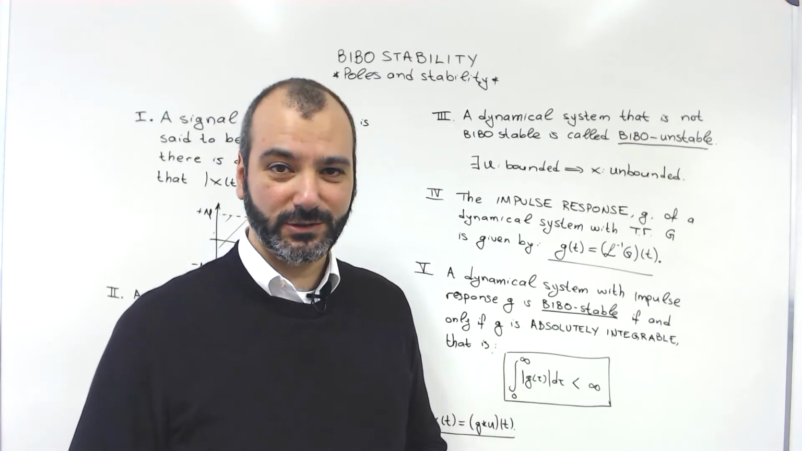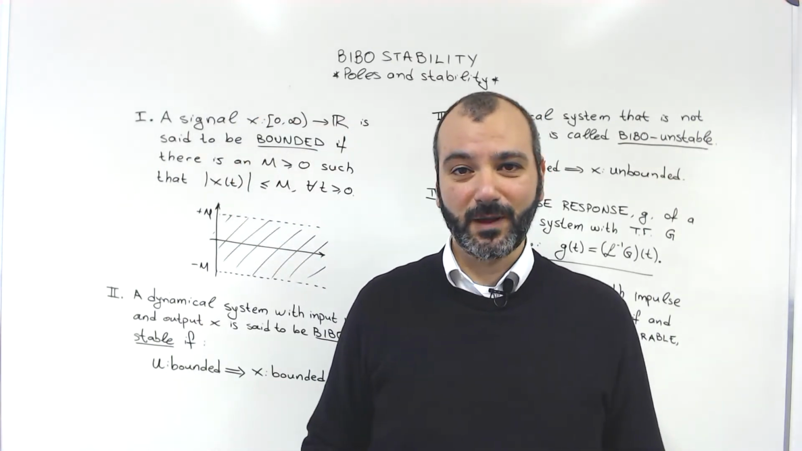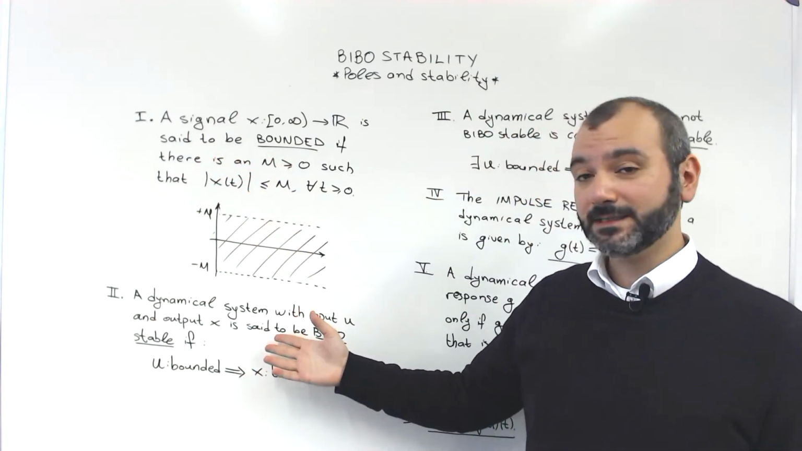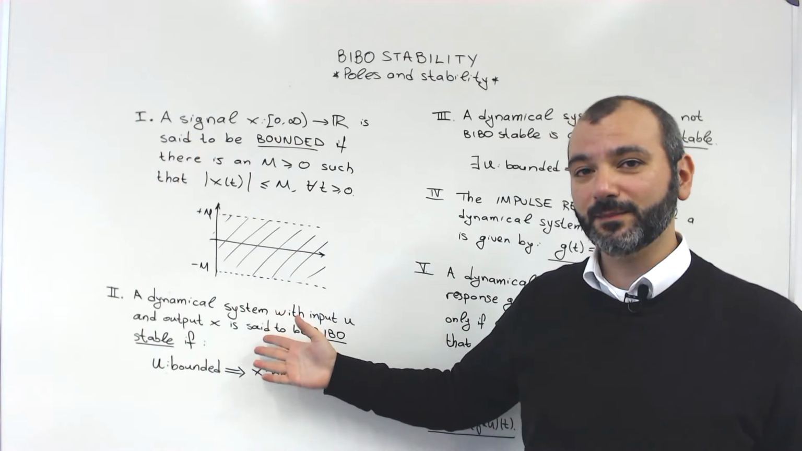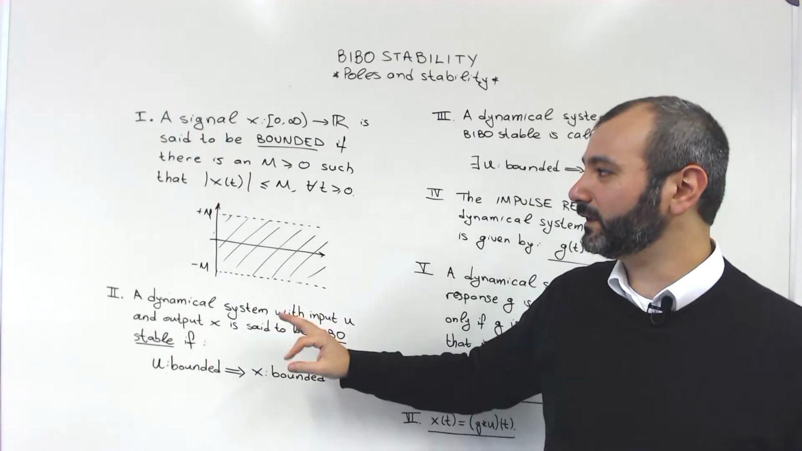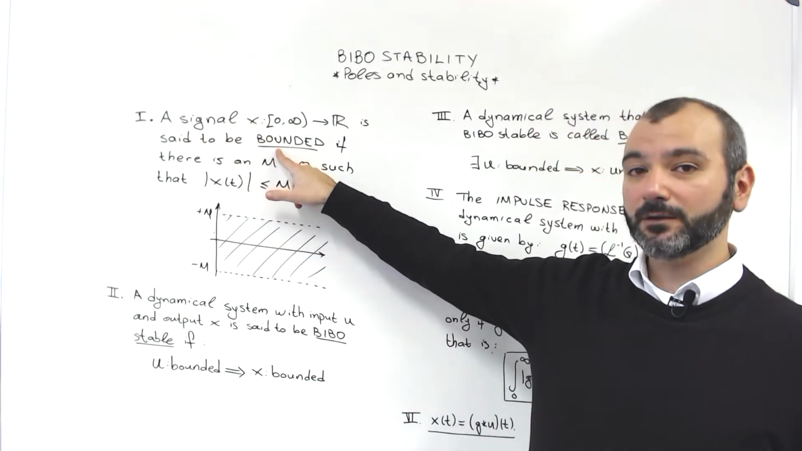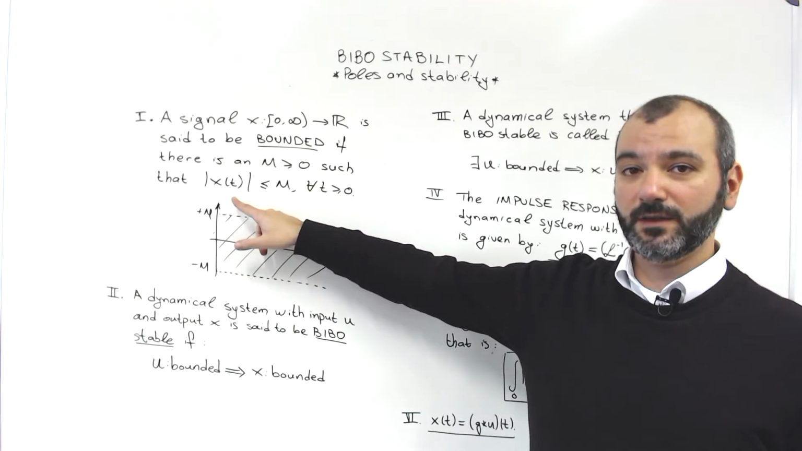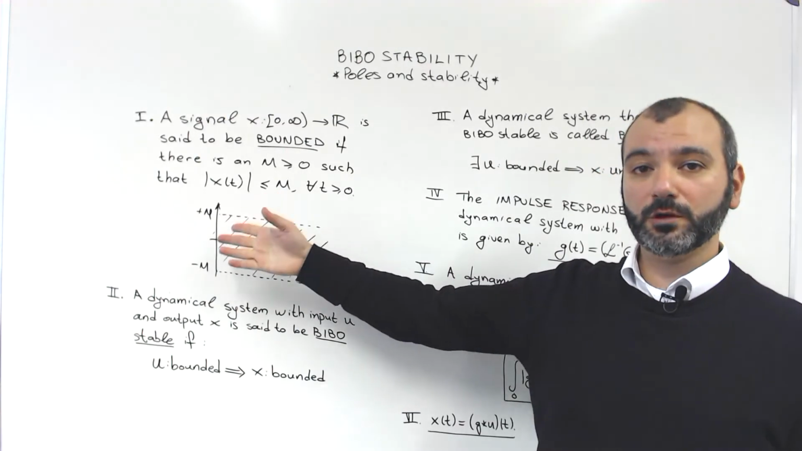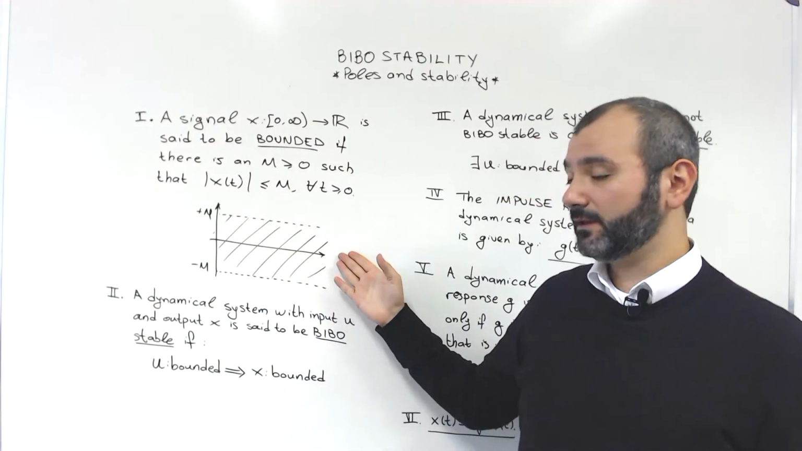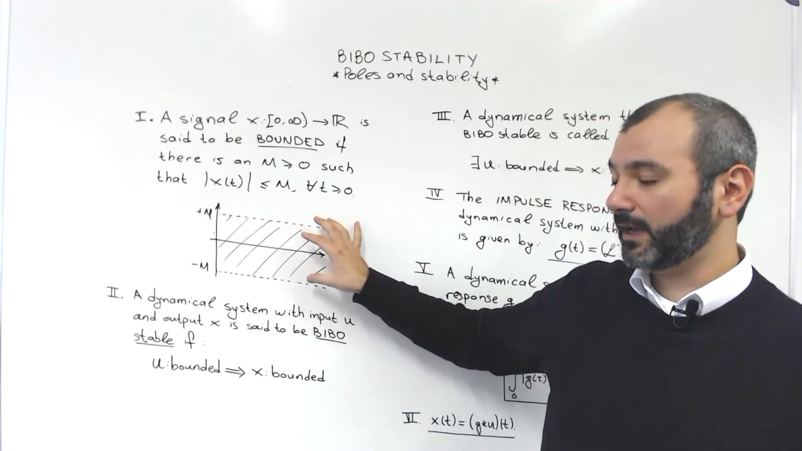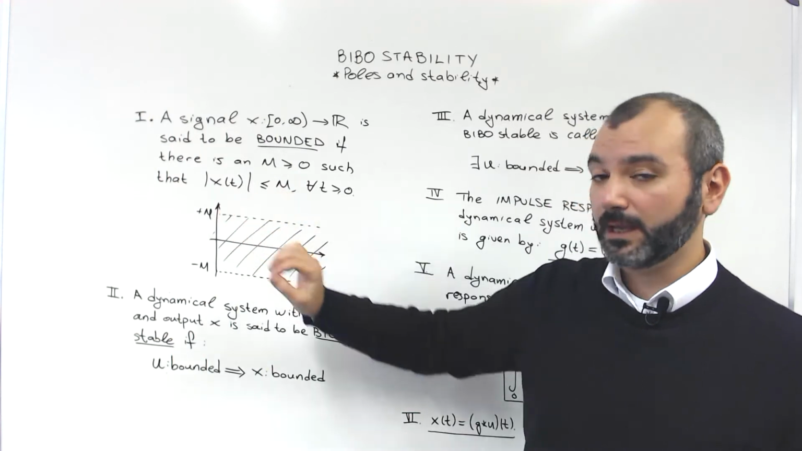In the previous video lecture we gave a few definitions, some absolutely new concepts such as that of a bounded signal and a stable dynamical system in the BIBO sense, in the bounded input, bounded output sense. So let's go through these things once again very quickly. We said that a signal is said to be bounded if there is a number m so that the absolute value of the signal never exceeds m. Or graphically, if we can sketch the graph of x within a horizontal band of radius m.